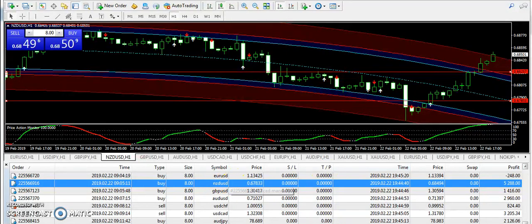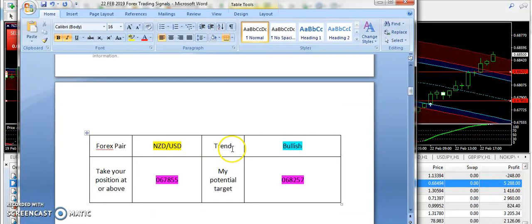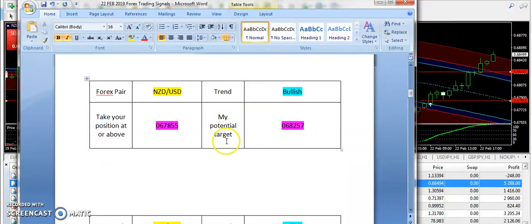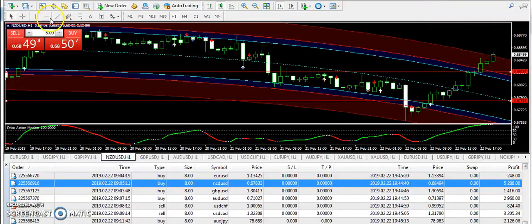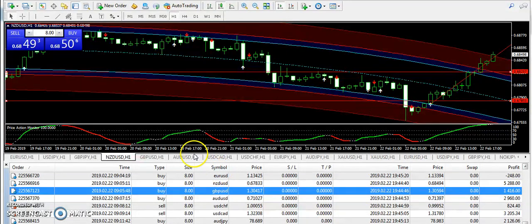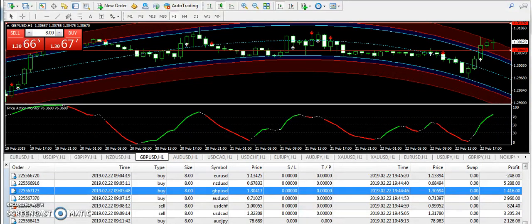So let's get started with New Zealand USD. This is the second signal of my signals report with a bullish expectation from 0.67855, and 0.68257 was the target price. And guys, here's the big move. Here we have seen that the market has moved strongly up and we have taken very good results on New Zealand USD.